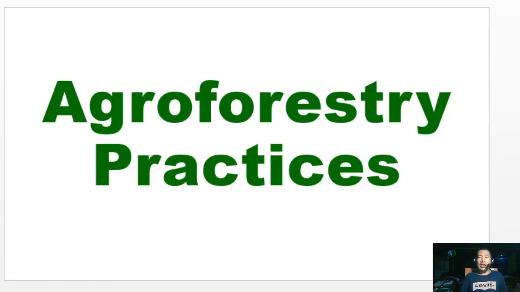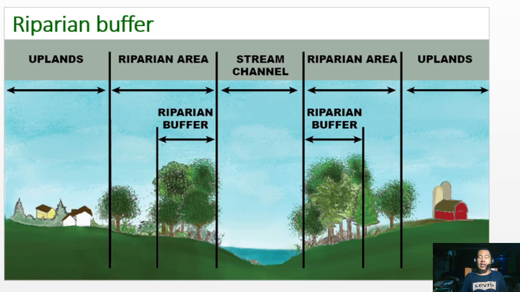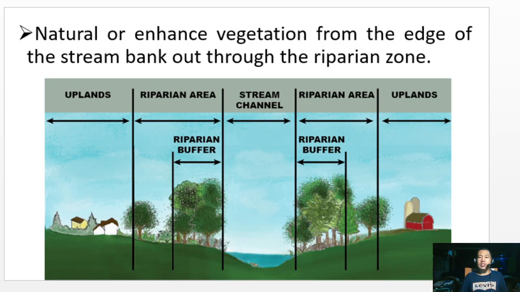Let's proceed now to the agroforestry practices. To start with, let's have the riparian buffer. Riparian buffers can be seen in areas where there are streams or creeks or water reservoirs. The riparian buffer is natural or enhanced vegetation from the edge of the stream bank out through the riparian zone. So here we have the stream channel, the riparian buffer, the riparian area, and the uplands. The uplands are the actual area or field where agricultural crops are being produced, or where animals are being raised.